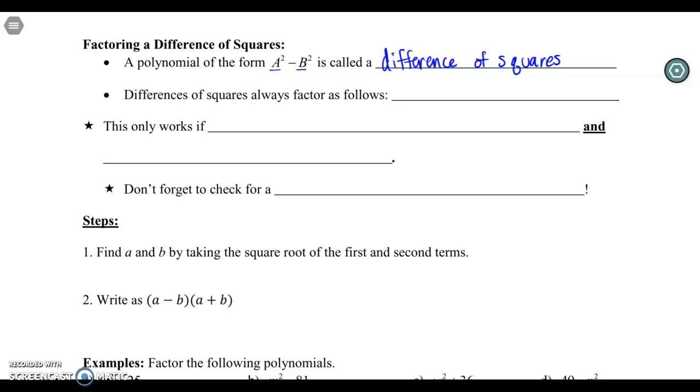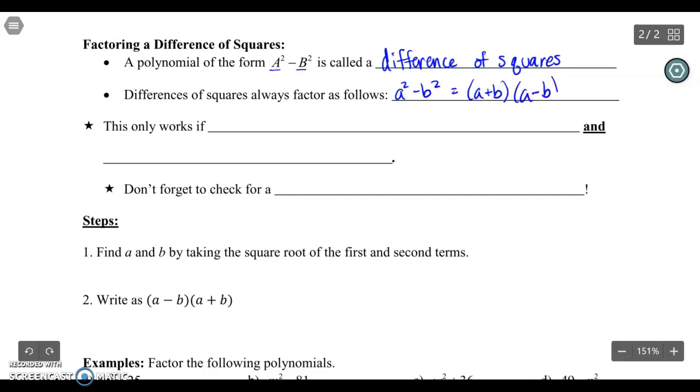Difference of squares always factor a certain way. So if you ever see something that looks like a squared minus b squared, it's automatically going to factor into a plus b times a minus b. Okay? So once you can identify a difference of squares, you can just plug it into this formula and you are done. Now, a couple cautions. This only works if both numbers are perfect squares.